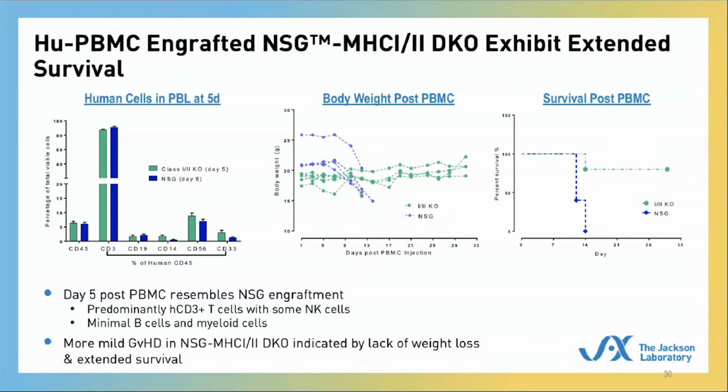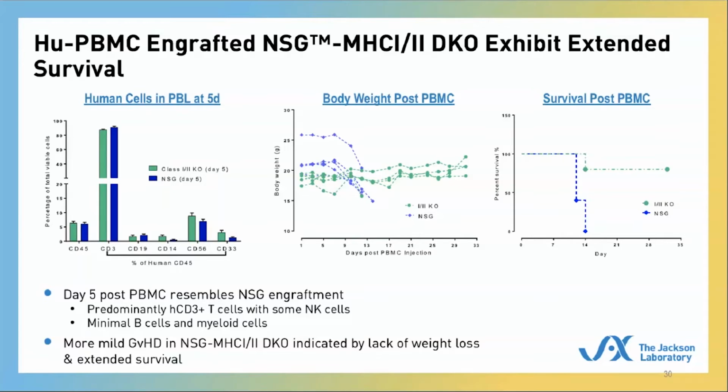And so comparing the reconstitution of those mice, the double knockouts in green and the NSG in blue, this is at day 5 post-humanization. You find the levels are very comparable: CD45, CD3, 19, 14, 56, and 33. What you would remark is that there are really low levels of myeloid cells and also NK cells. And these levels actually drop further between day 5 and 10.